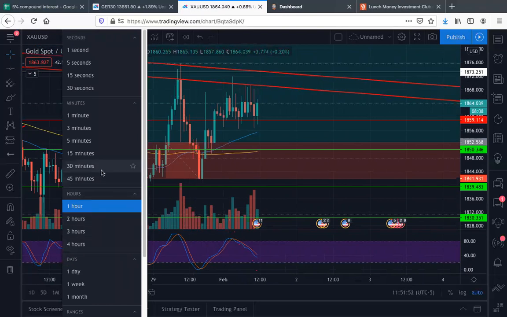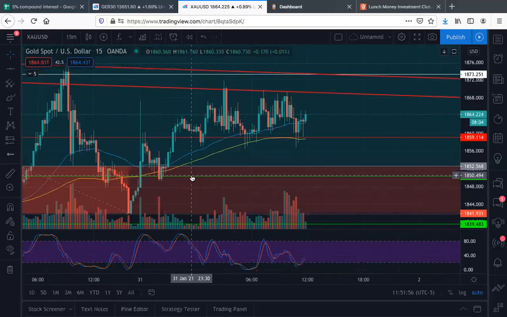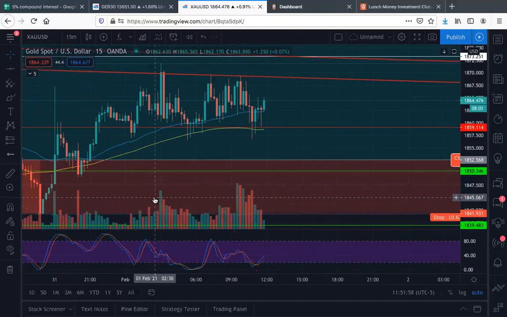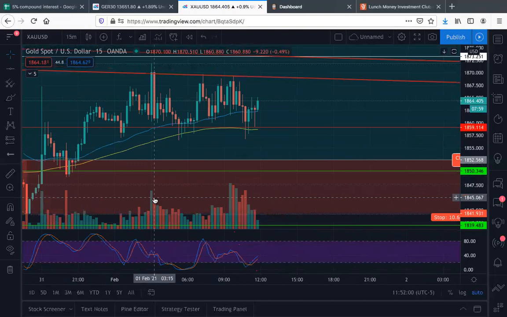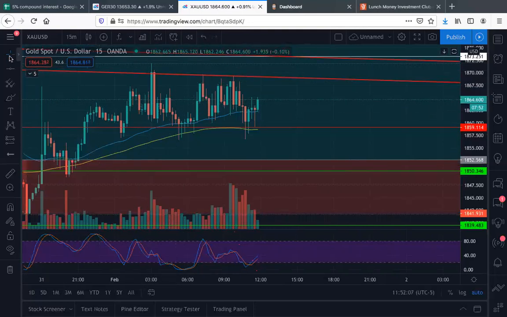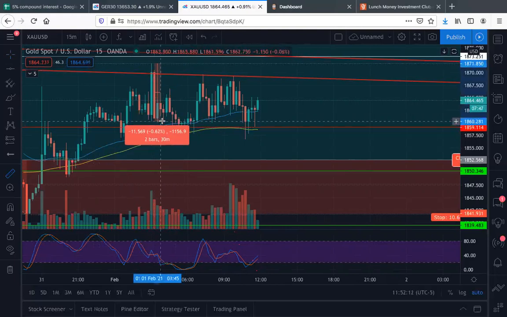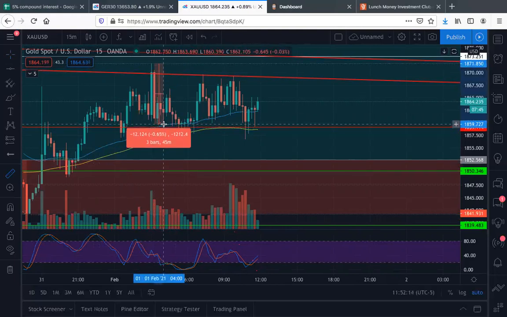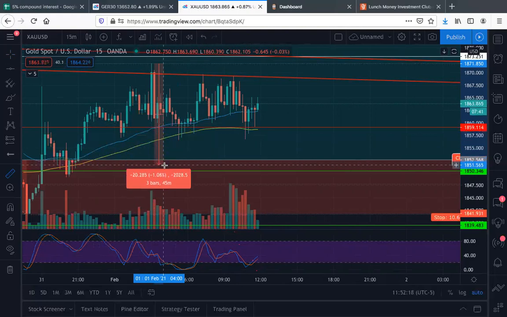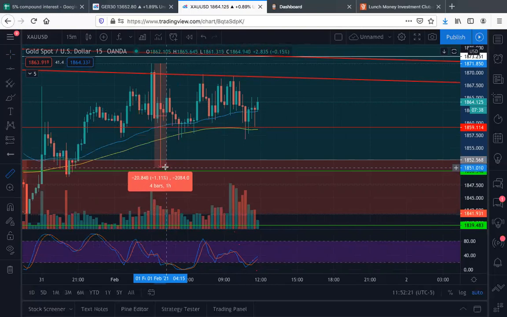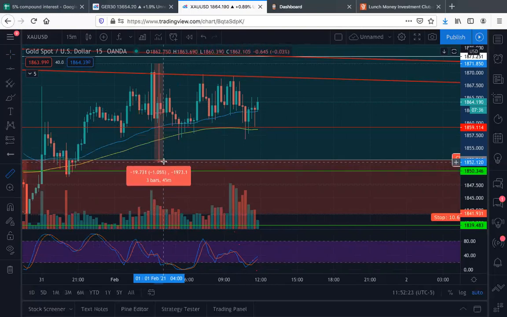Let's go to the 15. Let's see if I see any more patterns. Okay, looks like we got a triple top. Looks like we got a head and shoulders. There's a lot going on here. Head to base, you got 124. We're gonna go down to 150, whatever that is.